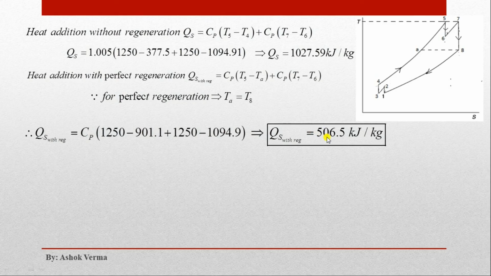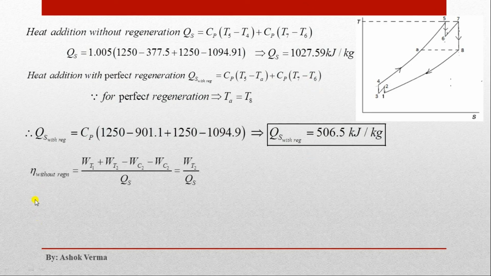So you can conclude here, or you can compare here, the heat supply with regeneration is decreasing. The heat supply with regeneration is 506 and without regeneration is 1027. That is more than 2 times. So the heat addition decreases with the use of the regenerator.